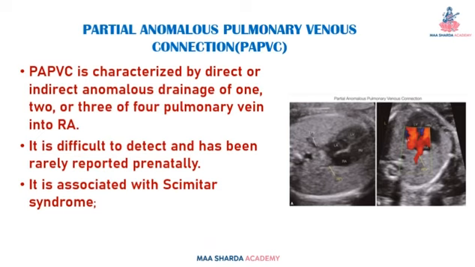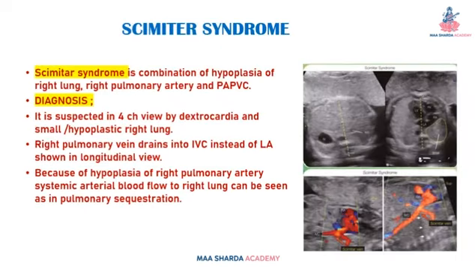Partial anomalous pulmonary venous connection is characterized by direct or indirect drainage of 1, 2, 3 or 4 pulmonary veins into the right atrium. It is difficult to detect and has been rarely reported prenatally. It is associated with Scimitar syndrome. Scimitar syndrome is a combination of hypoplasia of the right lung, right pulmonary artery and PAPVC.